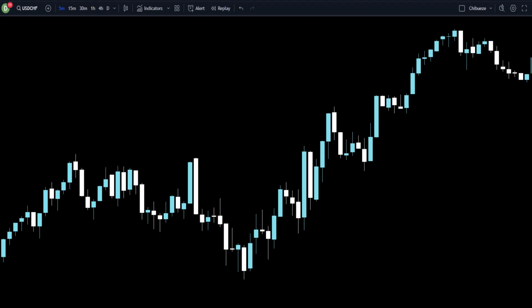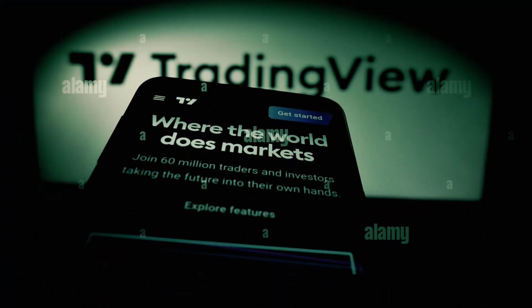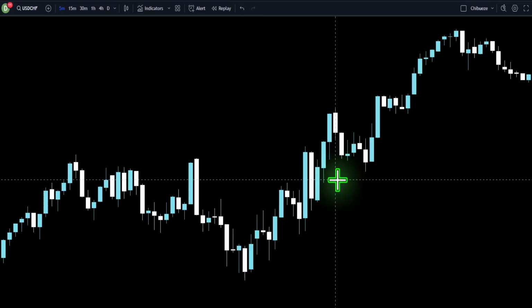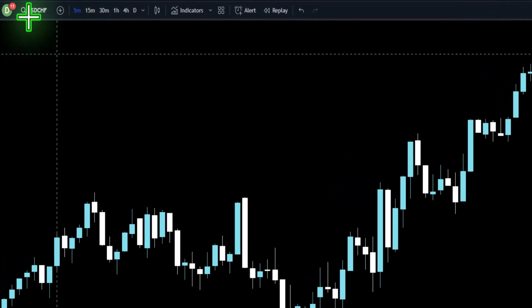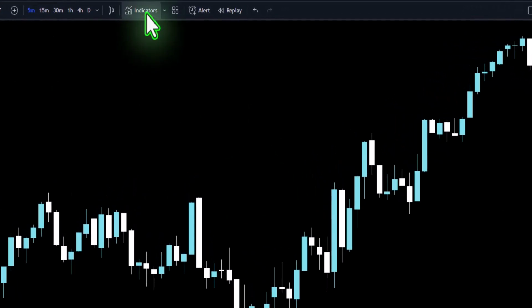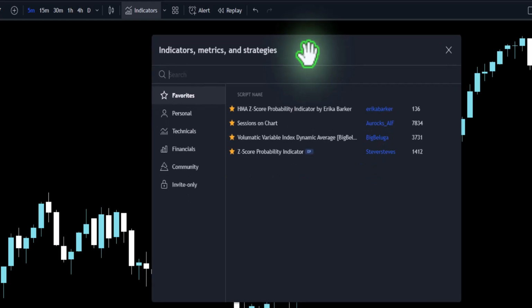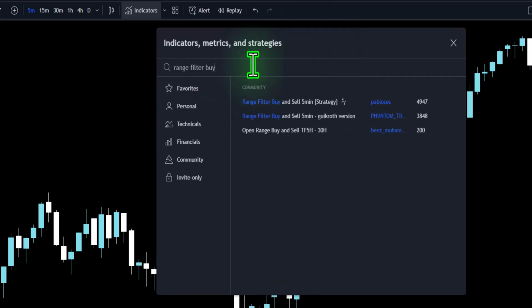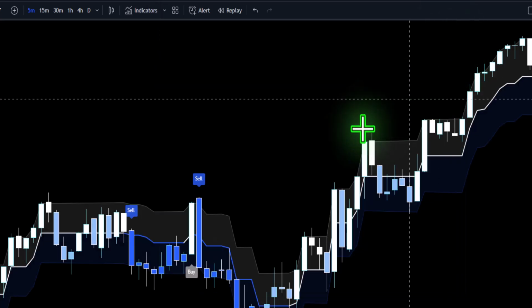Now to get started with this indicator, you want to go to TradingView and then open any trading security that you like in any time frame. For me, I'm going to be using the 5-minute time frame of the Swiss franc with the US dollar currency pair. Next, you want to click on this Indicators tab and type in the Range Filter Buy and Sell Indicator. And you want to select this one that was created by this TradingView user, known as Phantom Trader. And then the indicator will be added to the chart.